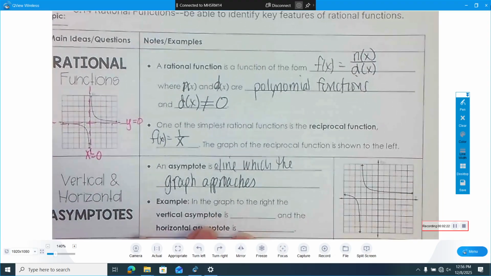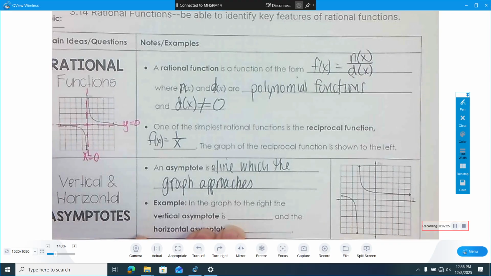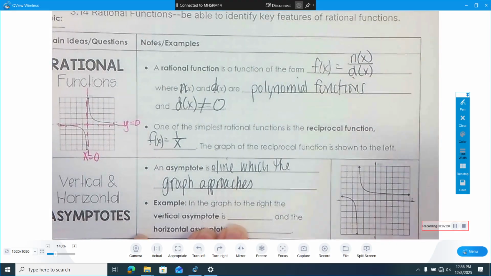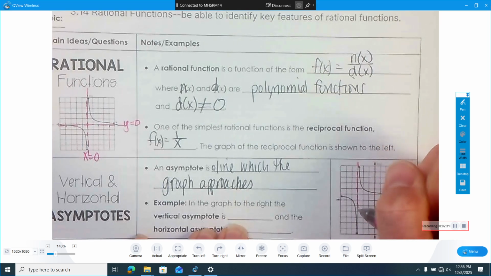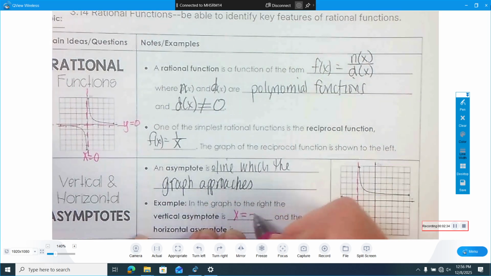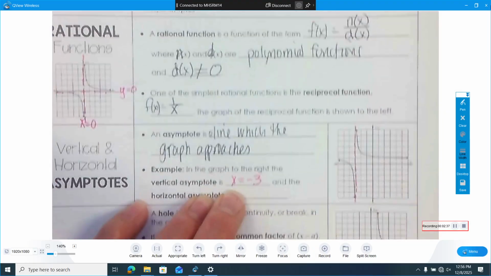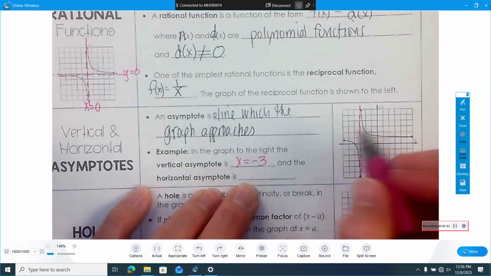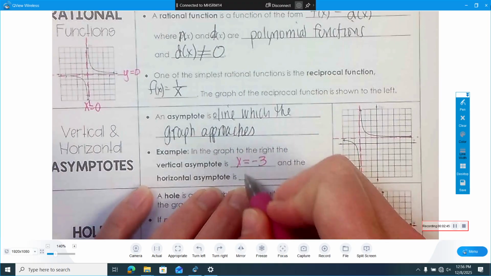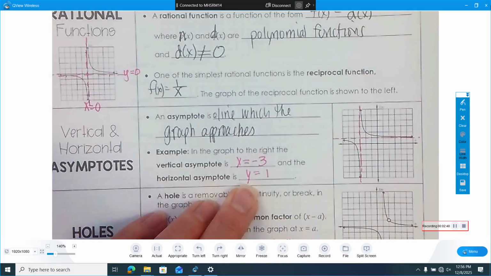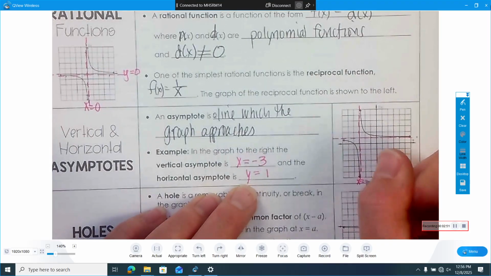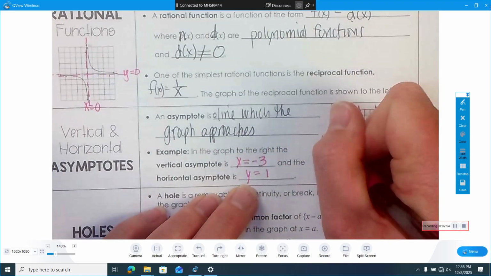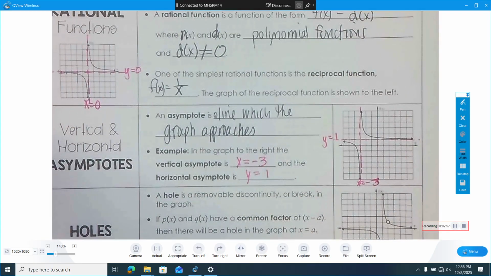For example, in the graph to the right, what is the vertical asymptote? Here's the vertical asymptote, -3. So x equals -3. The equation of a vertical line is x equals the number. And the horizontal asymptote is 1. And again, a horizontal line, y equals 1. All right, so this was x equals -3 and y equals 1 for our vertical and horizontal asymptotes. And it's important to be able to see those and to recognize them when you see them.